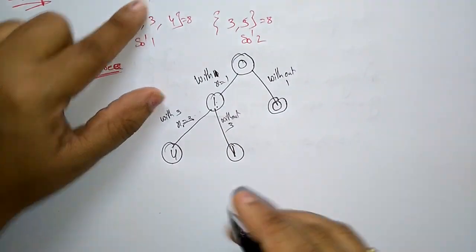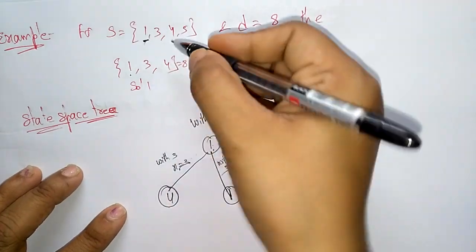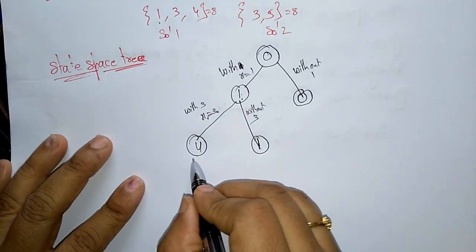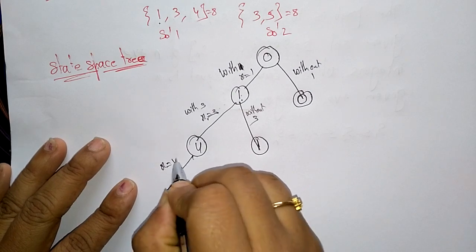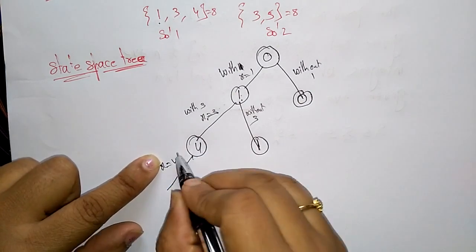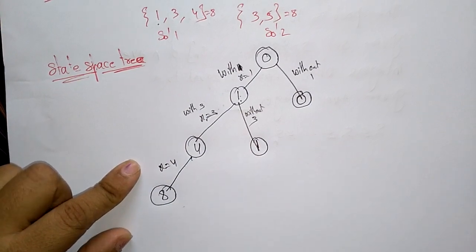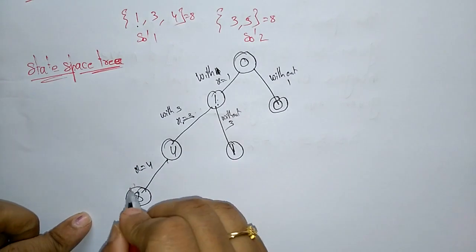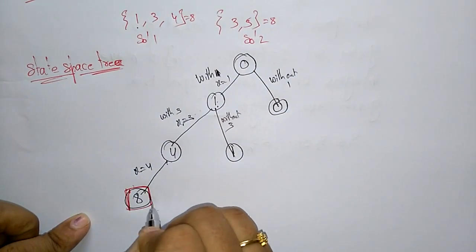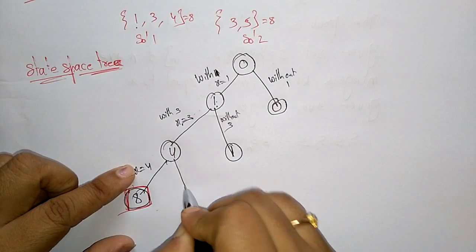That's it. So again, next coming to this, the next element is 4. So you have to add 4. X is equal to 4, means with 4. 4 plus 4, I'll get 8 as an answer. So 8, which is the element I have to get. So this is a solution, the first solution I got. So with 4 and without 4.